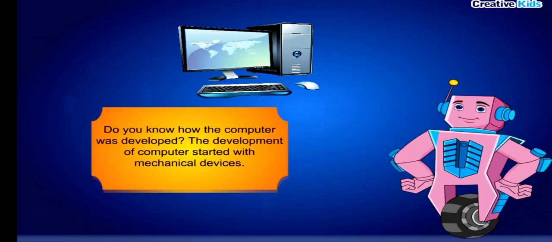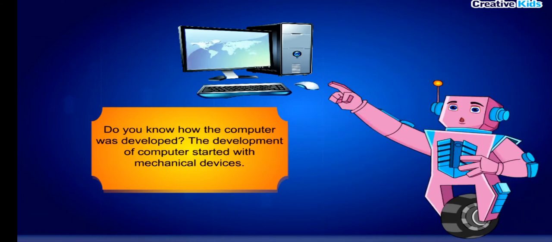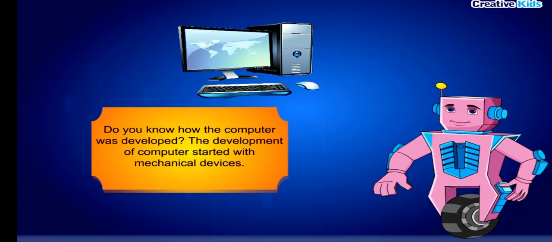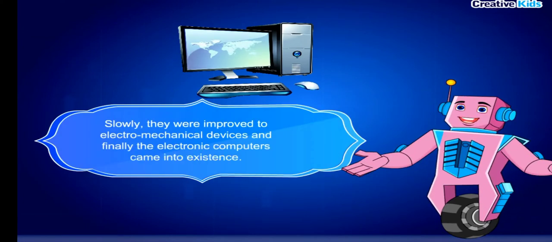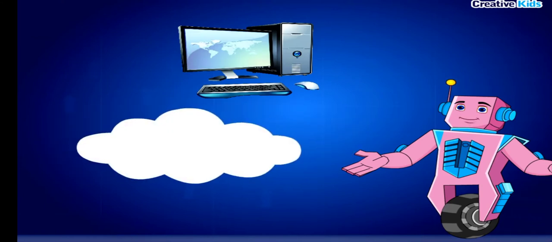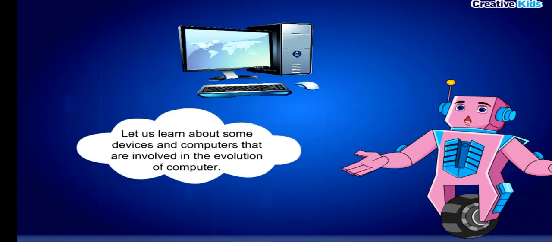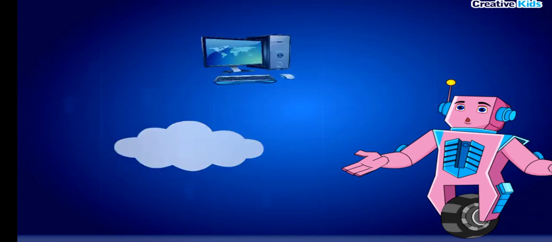Do you know how the computer was developed? The development of computers started with mechanical devices. Slowly, they were improved to electromechanical devices, and finally, the electronic computers came into existence. Let us learn about some devices and computers that are involved in the evolution of computers.